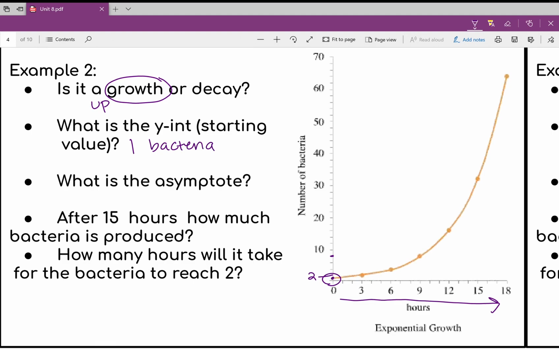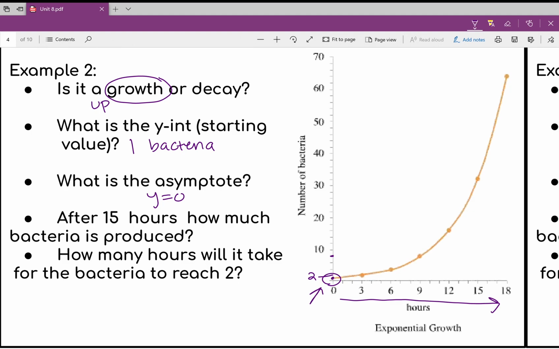Now it says, what is the asymptote? Remember, in Algebra 1, the asymptote is always going to be y equals 0. Because if we look at that orange line, it never crosses the x-axis. It gets really close to the x-axis right here, but it never crosses over it. Okay, let's look at the next question.